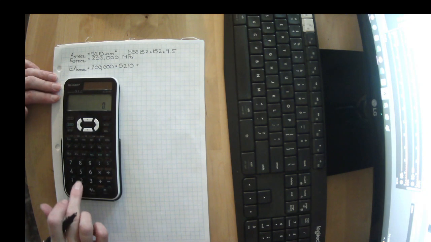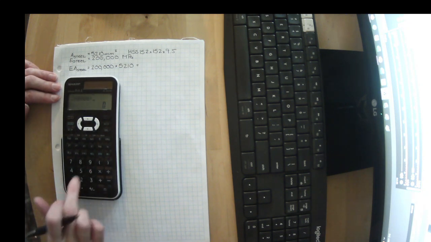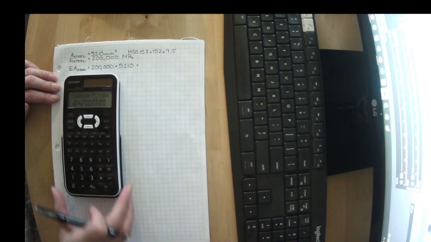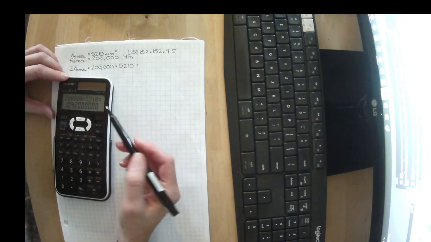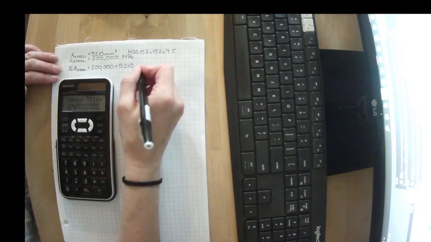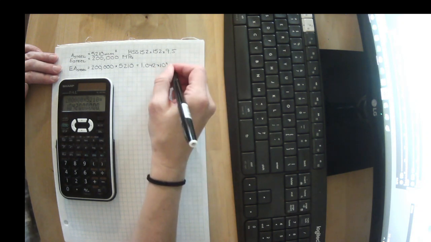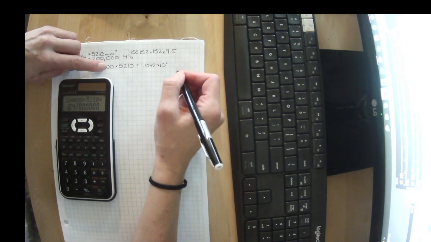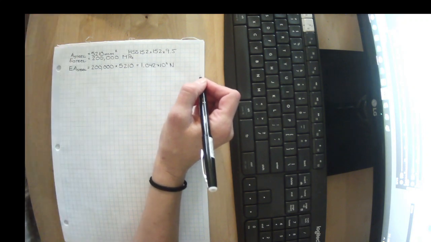So let's plug this into our calculator: 200,000 times 5,210. We get what looks like a really big number, but I'm going to go 3, 6, 9, 1.042 times 10 to the 9, because I don't feel like writing all of those zeros. And that was newtons per millimeter squared times millimeters squared, so leaving me an answer in newtons.